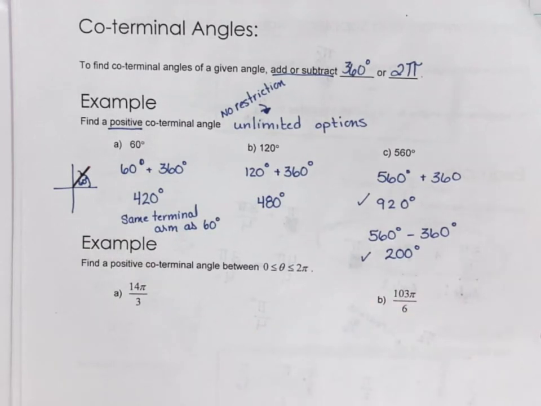If it says negative, then we have to subtract. Or if I say a coterminal angle, where I don't define whether it has to be positive or negative. Okay, so we have to subtract then? Or add, if I didn't define it, yeah.